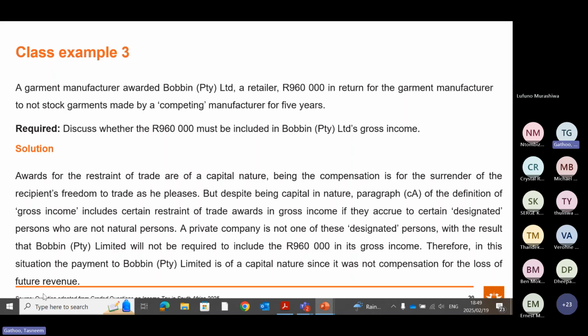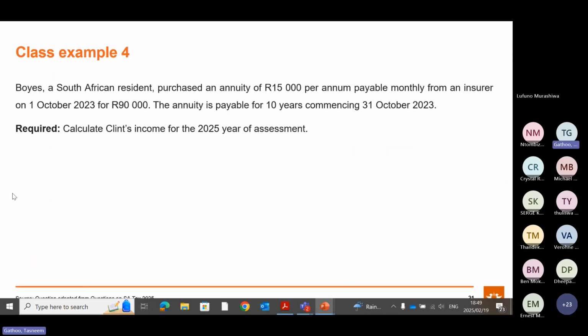Okay, let's move to class example 4. Class example 4 starts with a required calculation. Calculate Boys' income for the 2025 year of assessment. Sorry, I previously said Clint, that should have been Boys. Boys is a South African resident, and remember, it's always important to distinguish whether a person is a South African resident or not to understand what amounts will be taxed in South Africa. South Africa has residence-based taxation.